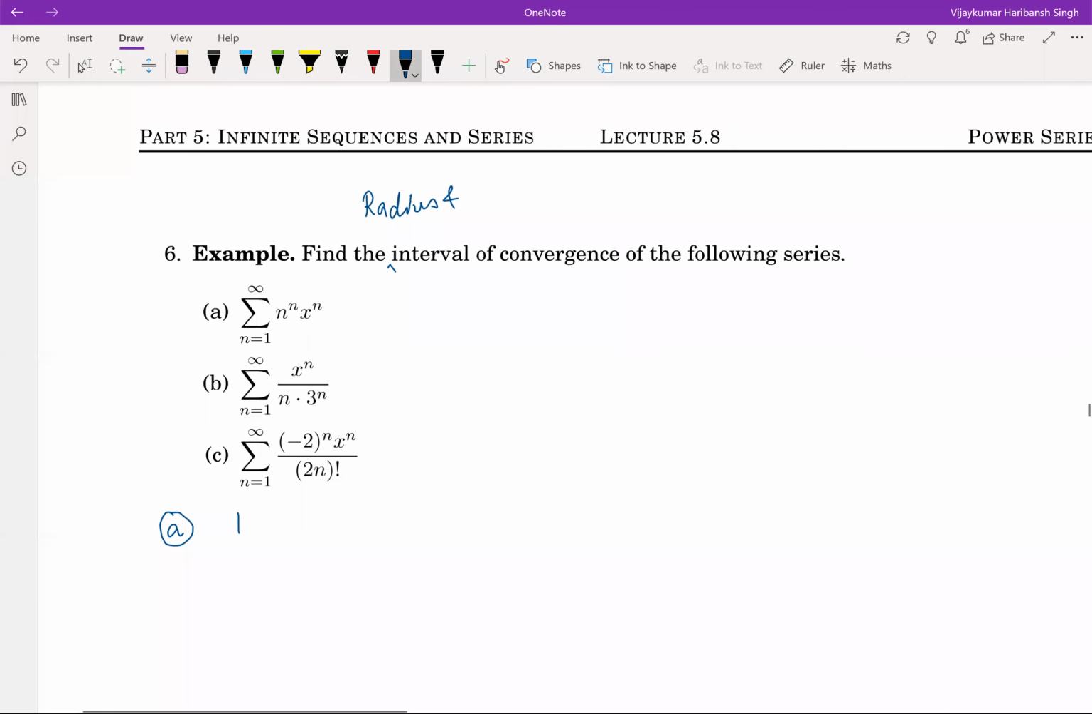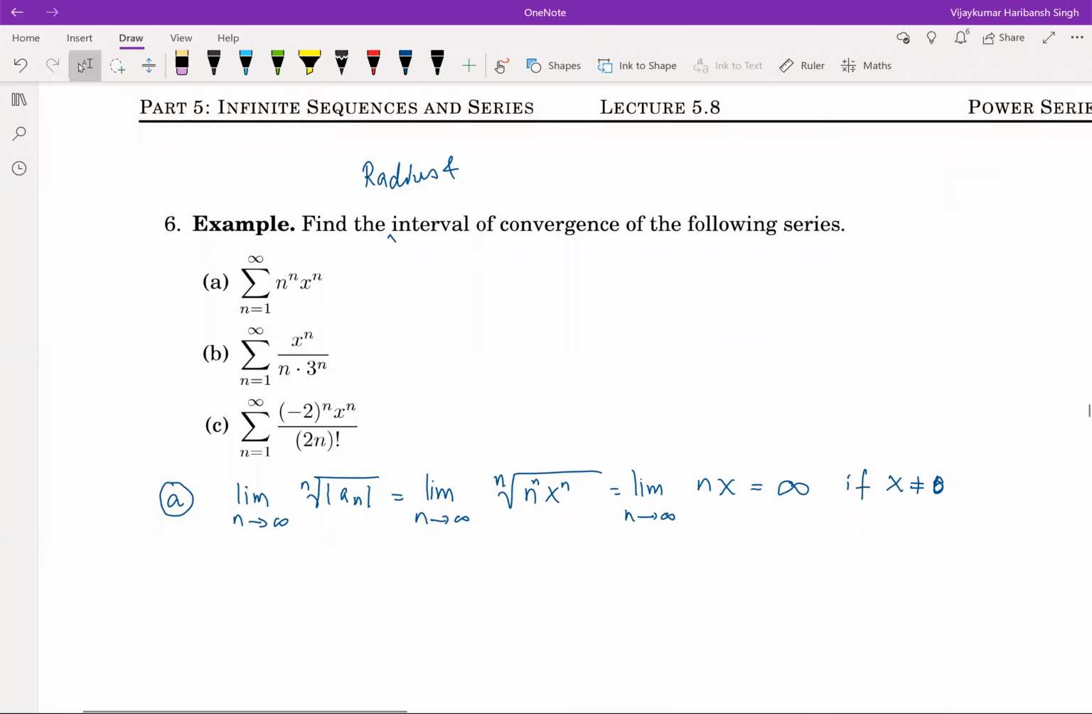So limit as n goes to infinity of the nth root of a_n. So this is going to be the limit as n goes to infinity of the nth root of n to the power n times x^n. That is the limit as n goes to infinity of n|x|, right? And that is what? Infinity, right? So this is never less than 1 if x is not 0. So it doesn't converge for anything except the center, which is 0. So in this case, the radius of convergence is 0.